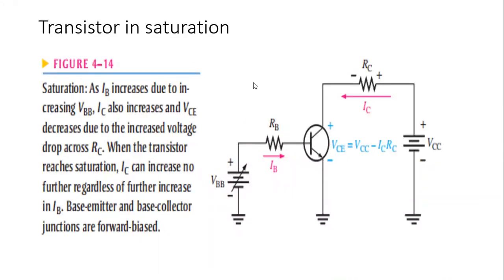When do we say that the transistor is in saturation? When both base to emitter junction and base to collector junction are forward biased, all right? And the current IB remains constant. When current IB remains constant, the collector current keeps on increasing up to some particular limit, and then it shows that the transistor is in saturation region.